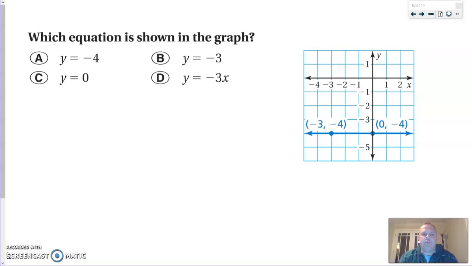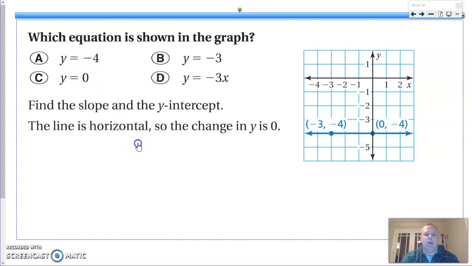In our next example, which of these equations is shown in the graph? Well, when I look at this, the slope is 0. So that means it's going to be 0x. Where does it cross the y-axis? It crosses at -4. So we've got y equals 0x minus 4. 0 times x is basically like nothing. So we will have A for our answer.